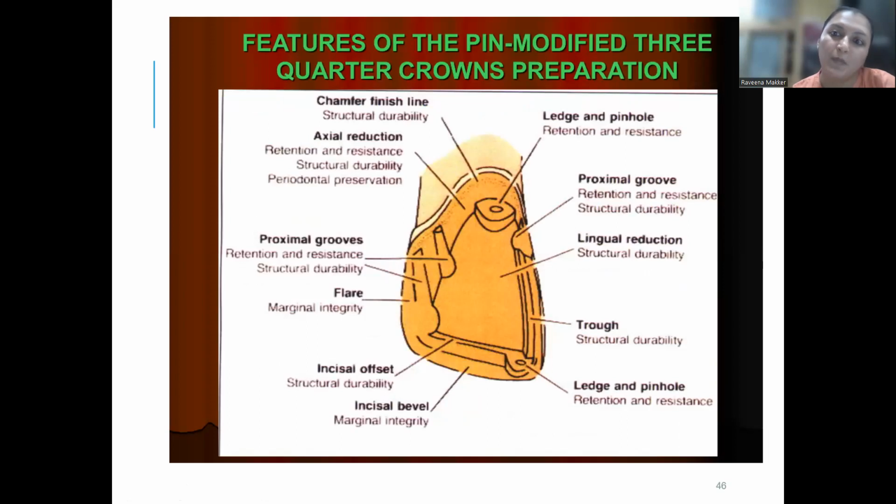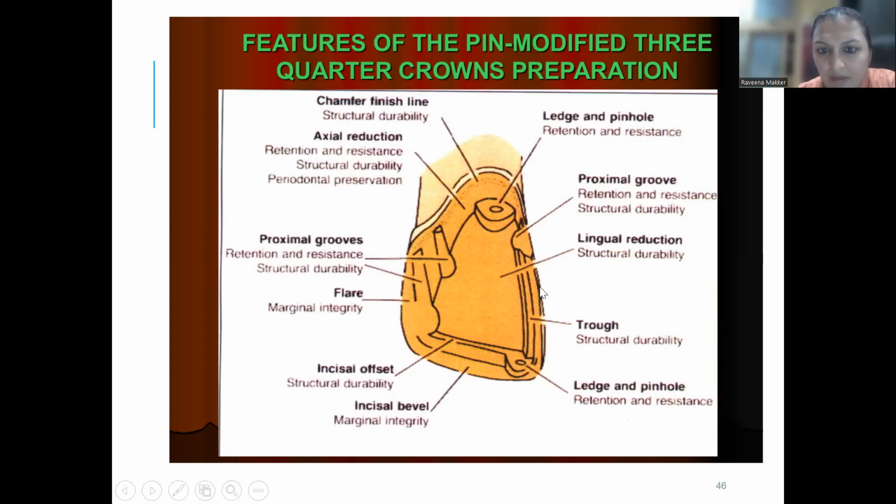And the features of the pin modified three-quarter crown preparations. Most of the preparation is the same. Only thing is that, first of all, the axial reduction is done on the lingual side as well as the proximal surface, creating a chamfer finish line. Then the proximal grooves are created.